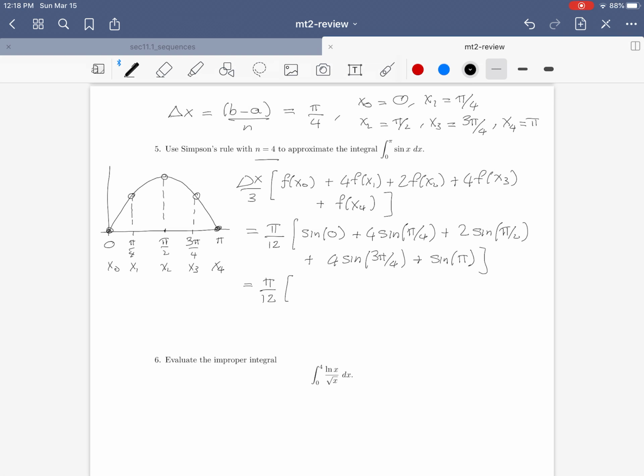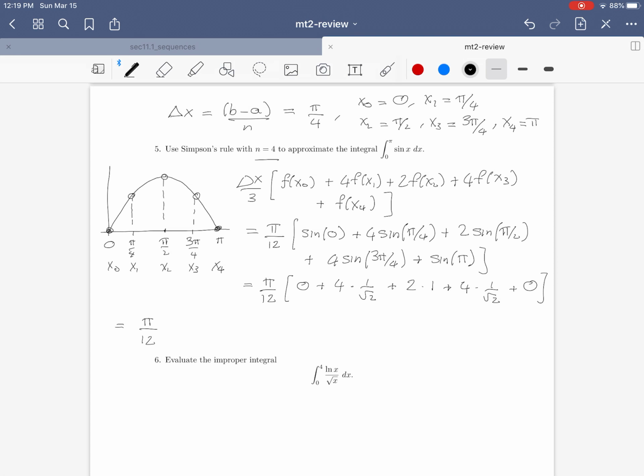This is pi by 12 times 0 plus 4 sine pi by 4, which is 1 over square root 2, plus 2 times sine pi by 2, which is 1, plus 4 times sine 3 pi by 4, which is 1 over square root 2, plus sine pi, which is equal to 0.